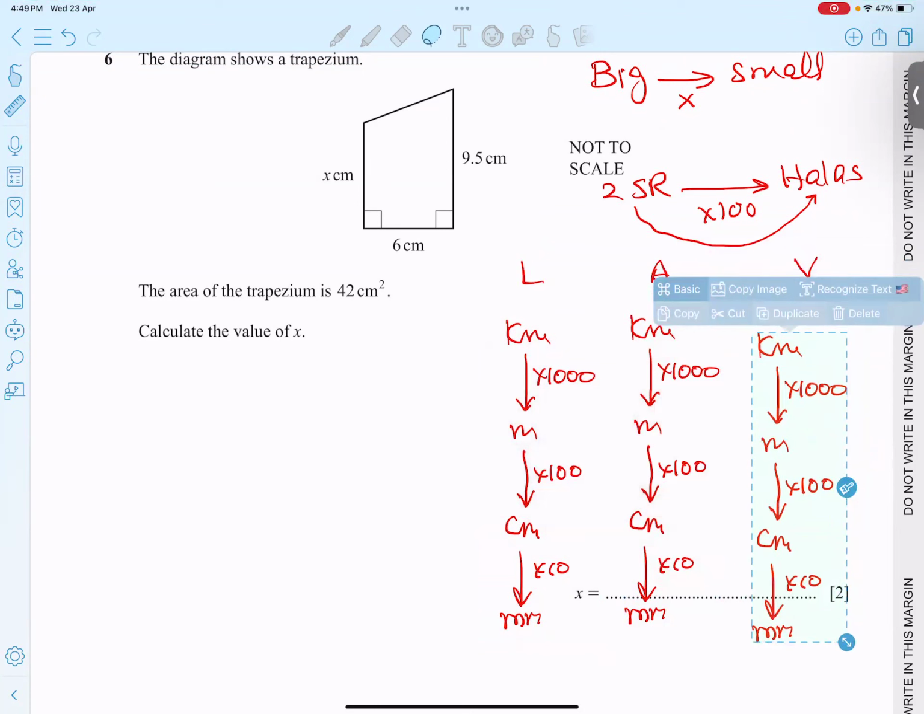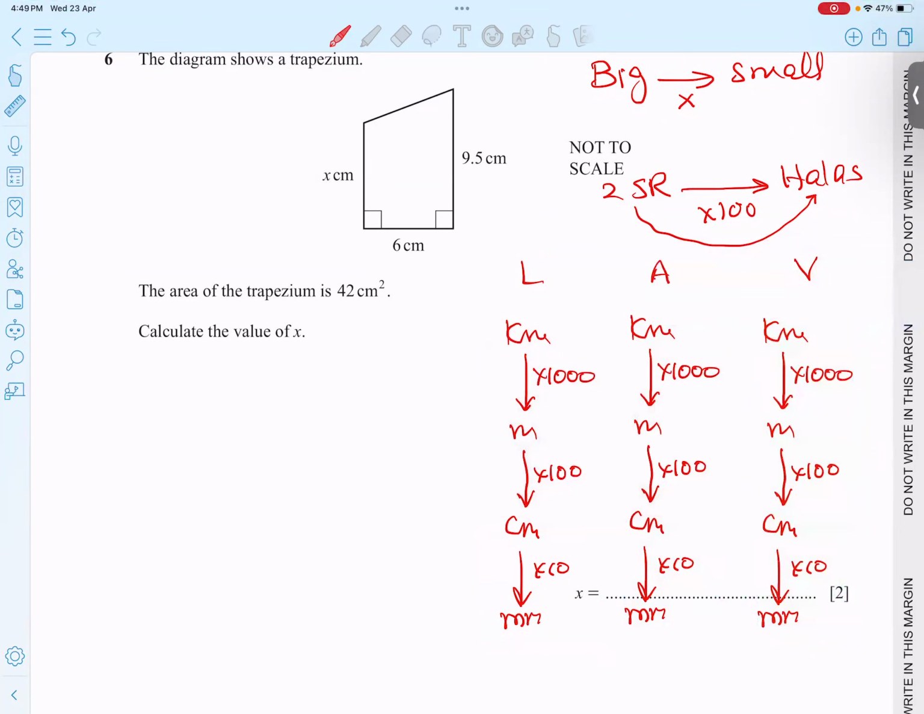This is a copy. I'm pasting here for the area and one for the volume. But for the area, I would put square, square, square, and square. So 1,000 to power 2, 100 to power 2, 10 to power 2. So what do you predict about the volume? Kilometer cube to meter cube, centimeter cube and millimeter cube. So naturally 1,000 but power 3, 100 but power 3, and 10. This is extra knowledge I have given to you.